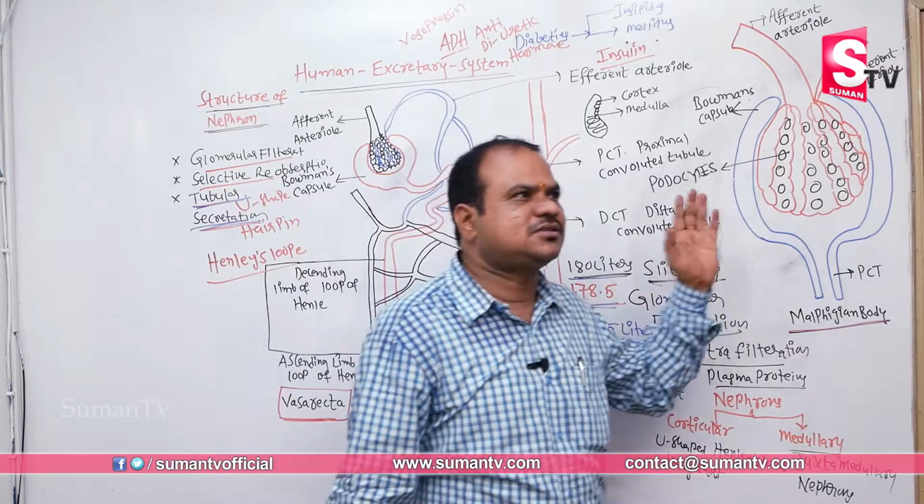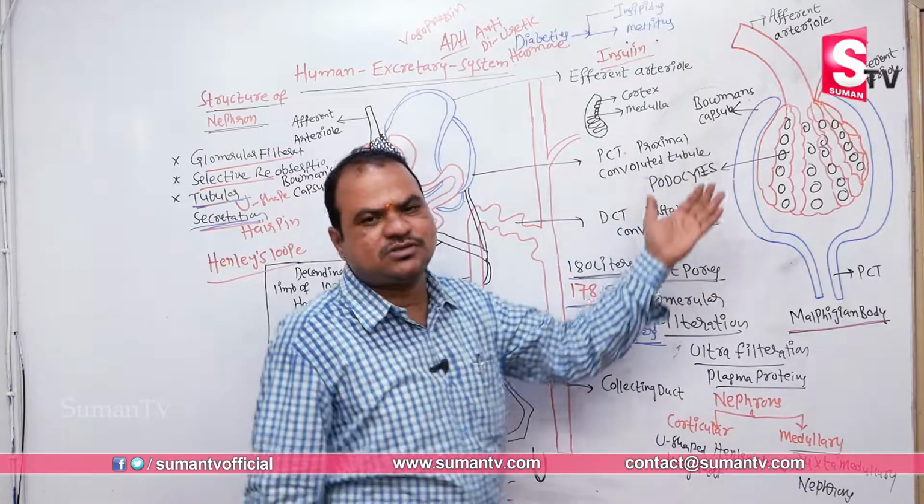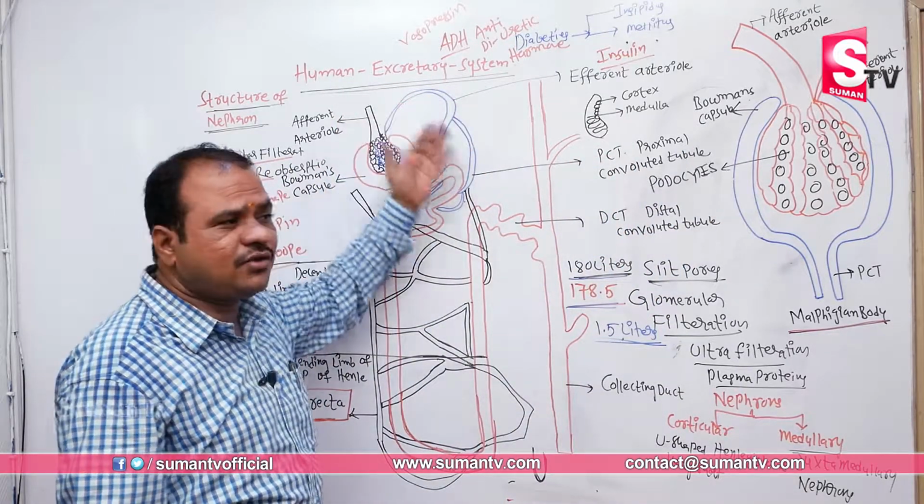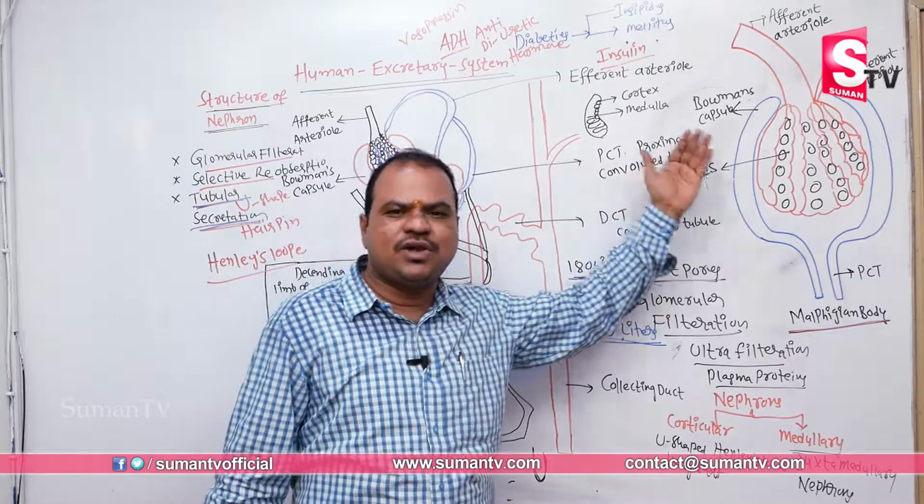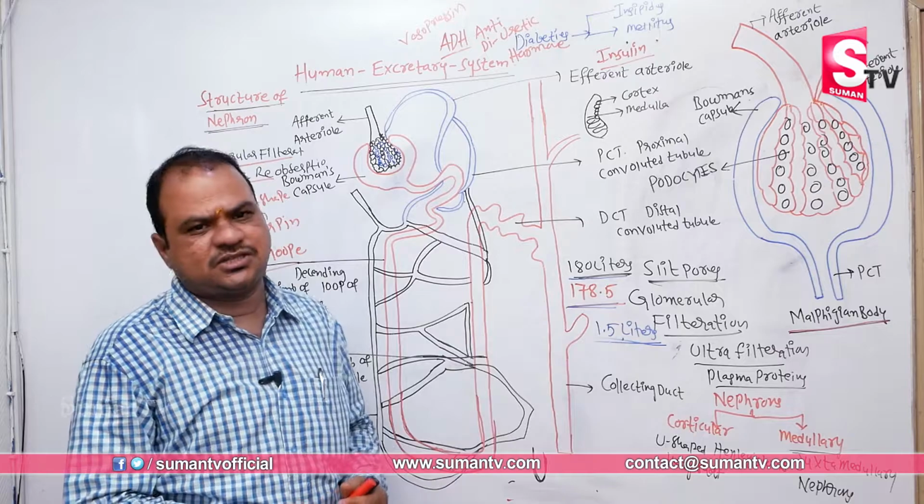So this is the process of our excretory system, especially the Bowman's capsule and the structure of the nephron, and at the same time we have discussed the formation of urine. So this is our excretory system.